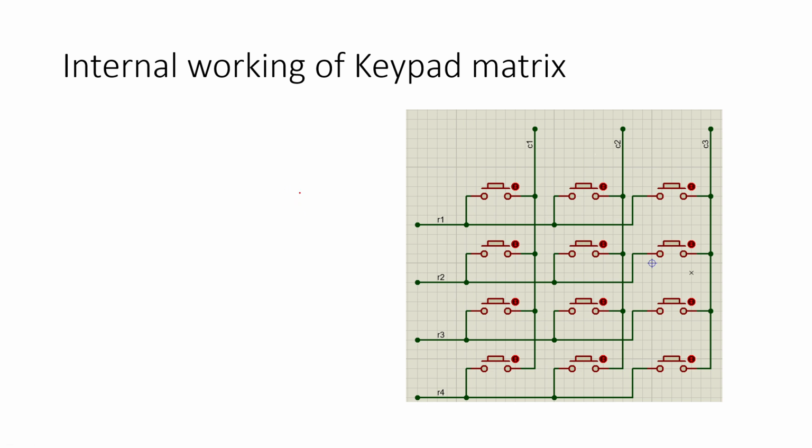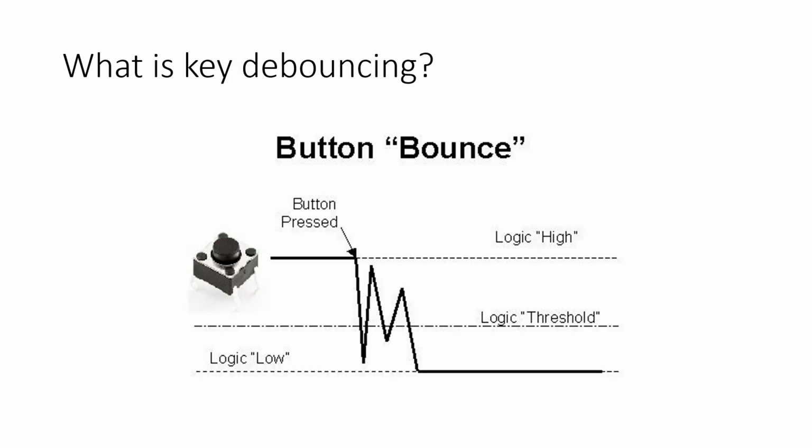This is just like a geometrical coordinate system, in which R1 C1 corresponds to a particular position, R1 C2 corresponds to a particular position. Based on the position, we'll be figuring out which button the user has pressed.